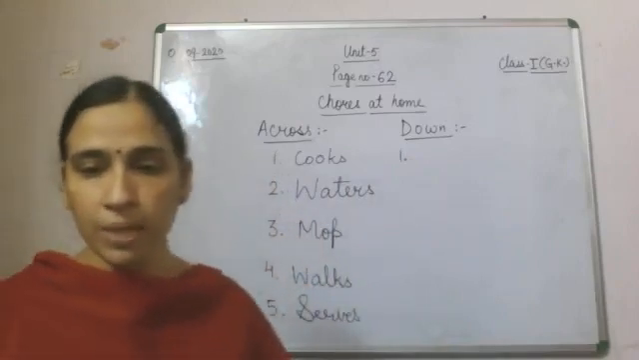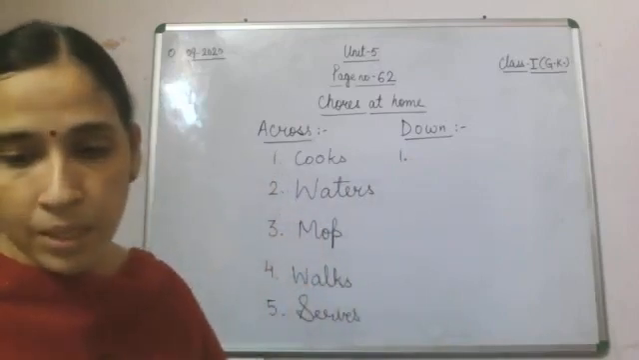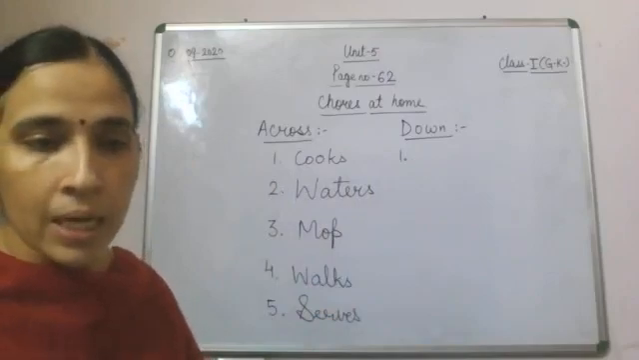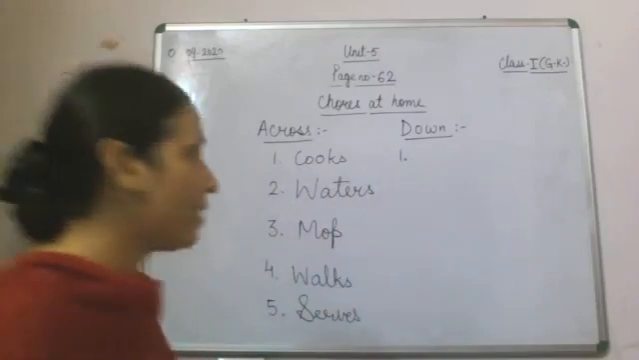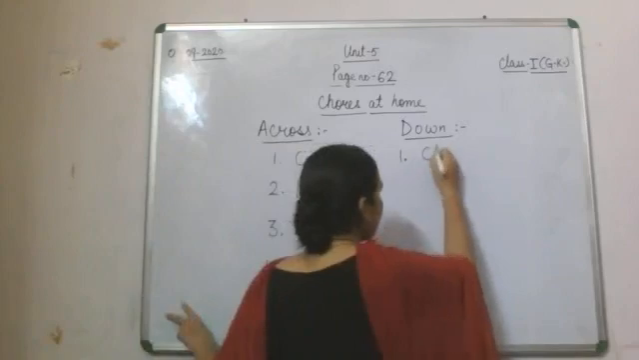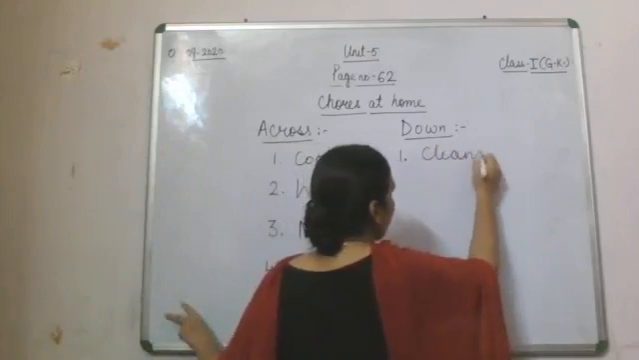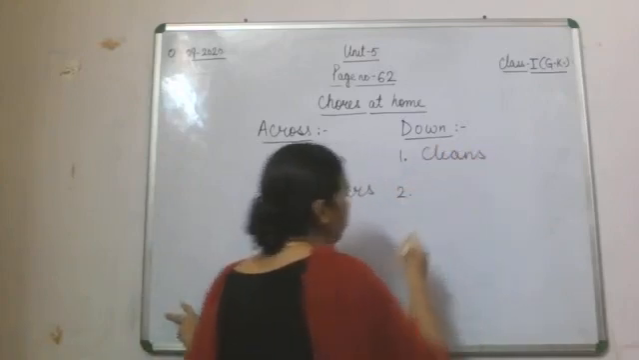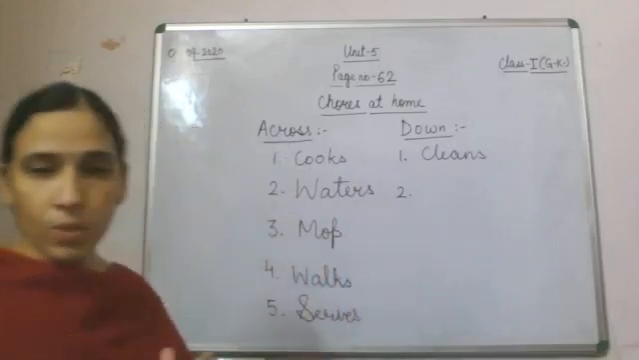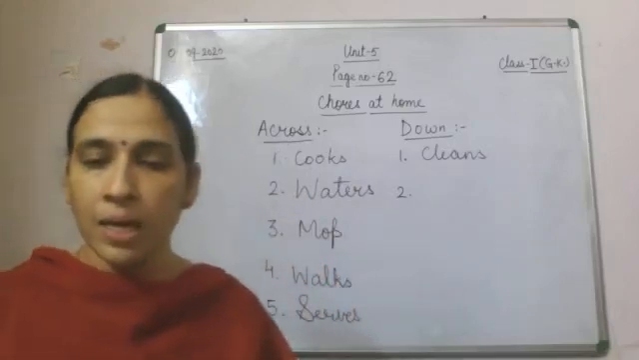Now John sometimes dash the windows means cleans the window. Cleans the window. Cleans the window. Down one is, first one is cleans. John sometimes cleans the window.